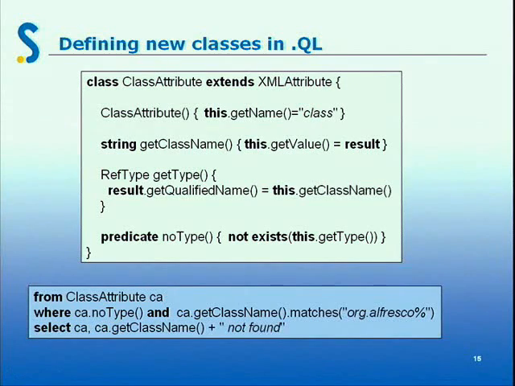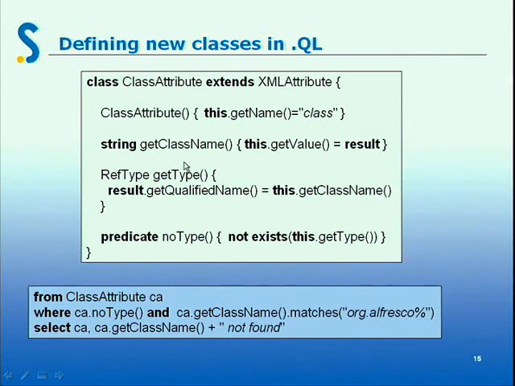So actually, that's not how I would have written the query originally. If I'd written the query myself, I would have used the object-oriented features of .QL. In .QL, you can write new type definitions yourself. And what I've done here, I've written a type definition for a class attribute. Such a type is just a logical property. So here, a class attribute is just a special kind of XML attribute. What makes it special? Well, that's defined here in this constructor. A class attribute is a special XML attribute in the sense that its name is class.